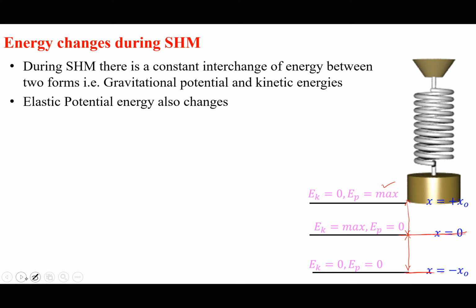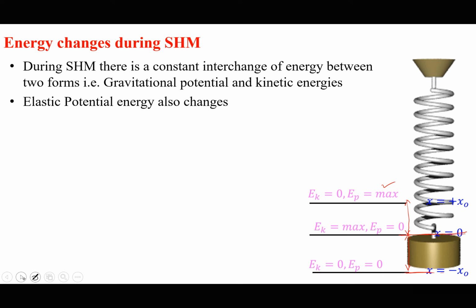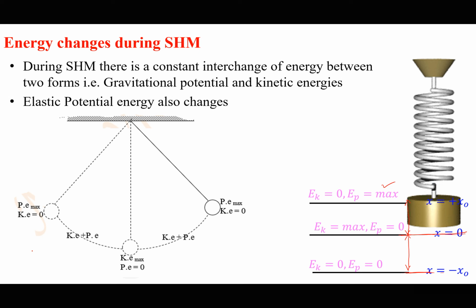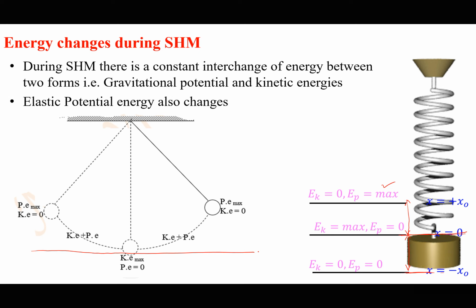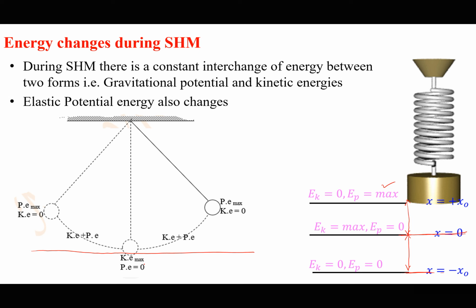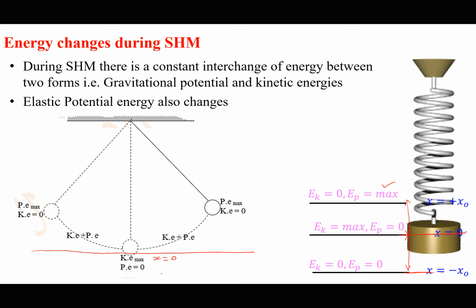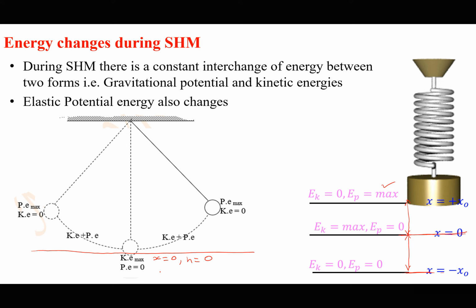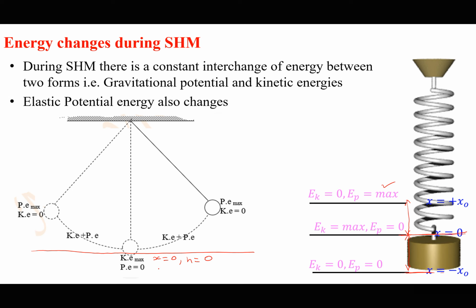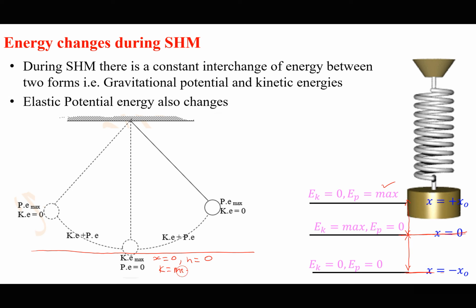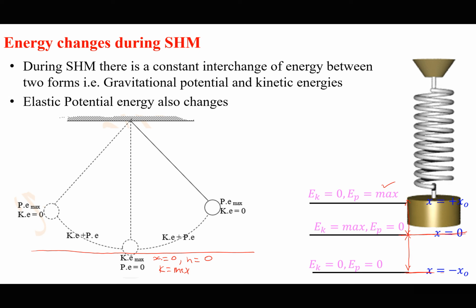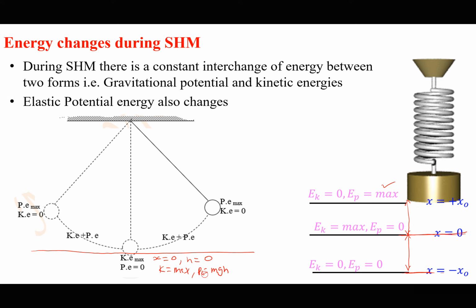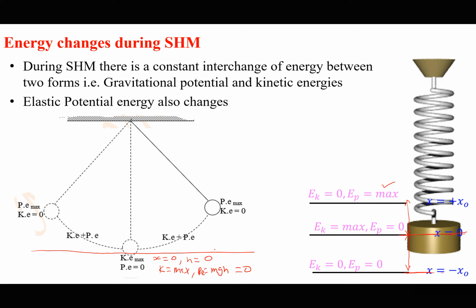But to fully understand the energy changes which are involved during simple harmonic motion, let's just consider a simple pendulum like this one. So if we take this as our reference point here, where the body is in equilibrium, the displacement x is equal to 0. And if the displacement x is equal to 0, the vertical height h is going to be 0 because this is a reference point. So at this point, the kinetic energy is going to be maximum, because the body passes the equilibrium position with the maximum speed. But potential energy is mgh. So at this point, potential energy is going to be 0 because h is 0.